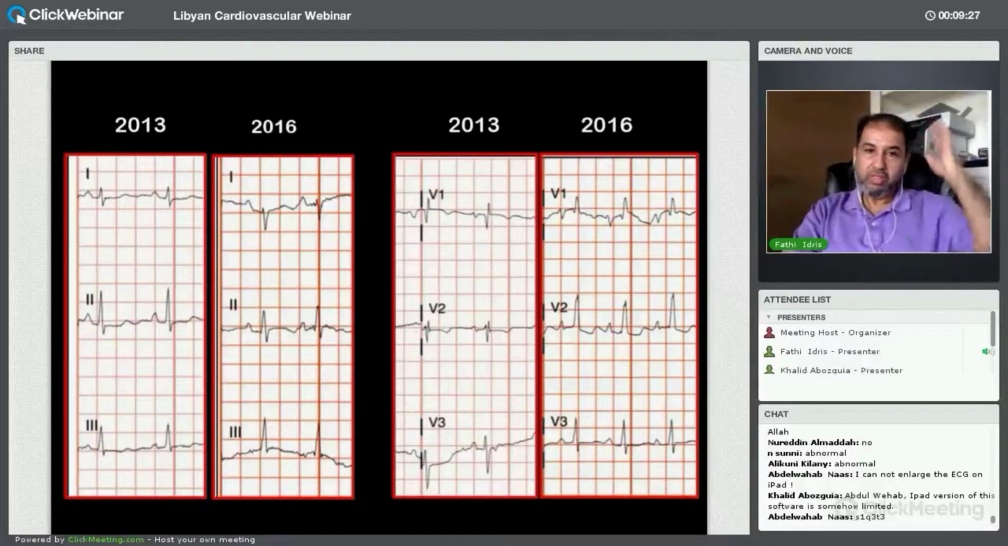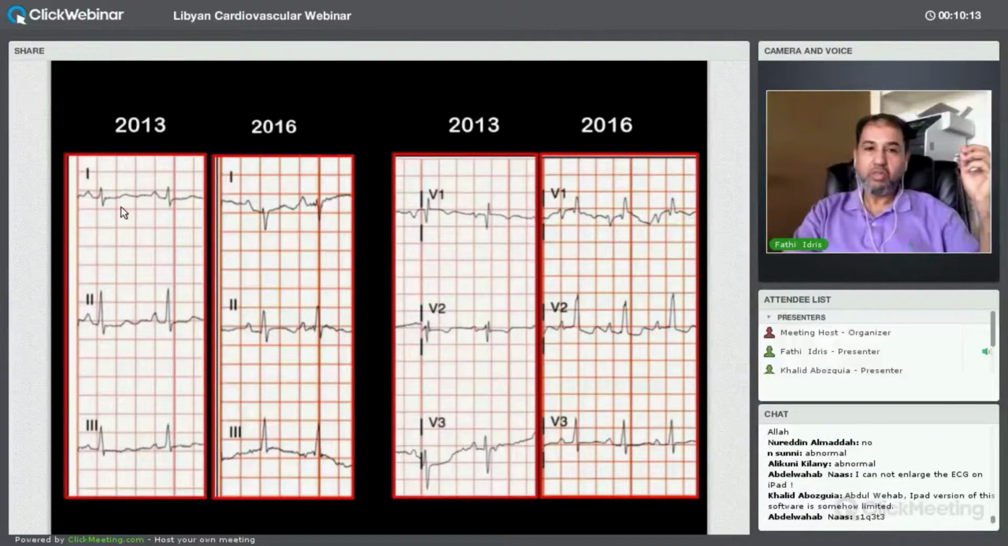Let me just put those together side by side so you can see them. On the left is leads 1, 2, and 3 from 2013, and the same leads from 2016. So there's a 3-year difference between these leads, and same thing for lead V1. If you look at lead 1, here the axis has not shifted, so there is an R and S, but 3 years later, there is only a tiny R and the S is now deeper. And of course, lead 3 is positive. So by just looking at lead 1, you can tell a significant axis shift has occurred over the last 3 years, and that indicates chronicity of disease.